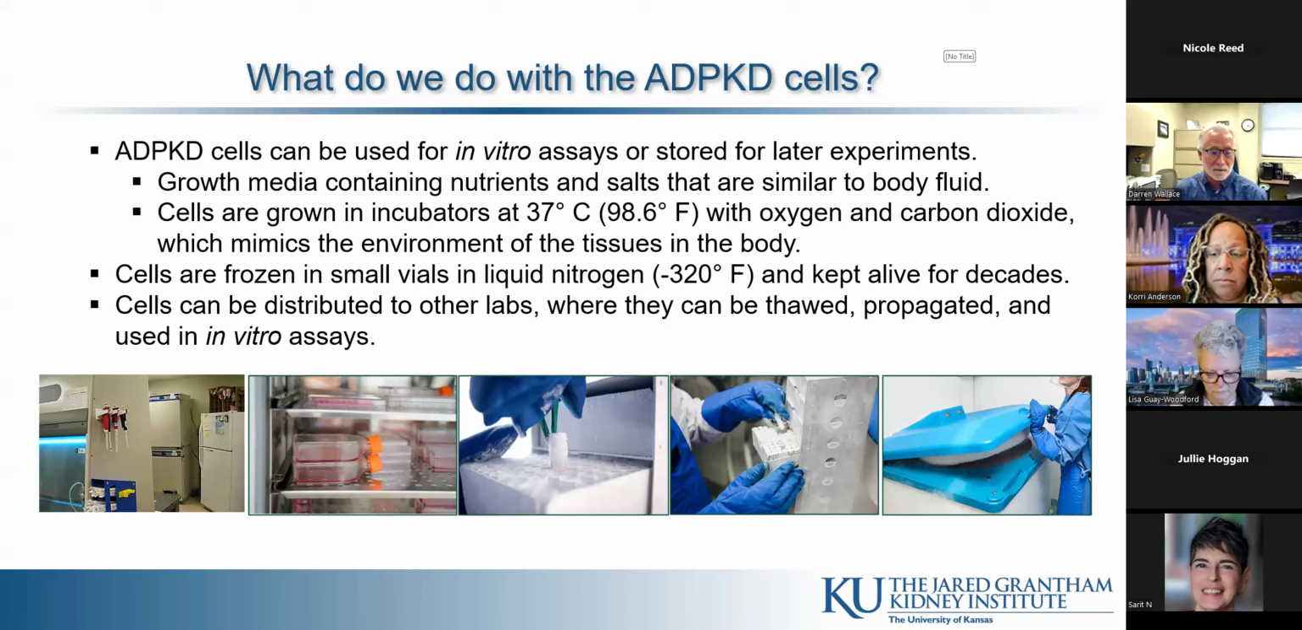cryovials that contain media with something called DMSO. DMSO allows the cells to survive the freezing process by preventing crystals from forming inside the cell as the liquid freezes. So these cells can be placed in these vials, frozen down, and then put in liquid nitrogen. Liquid nitrogen is very, very cold. It's below 300 degrees Fahrenheit. And this keeps the cells alive for decades. And that's really not an exaggeration.